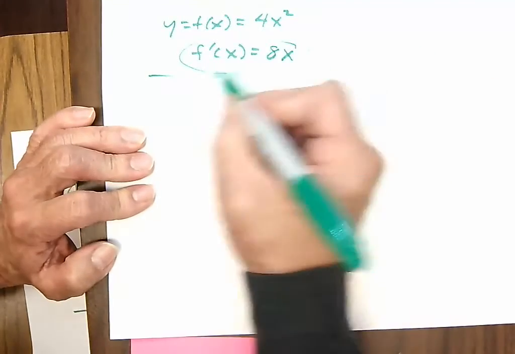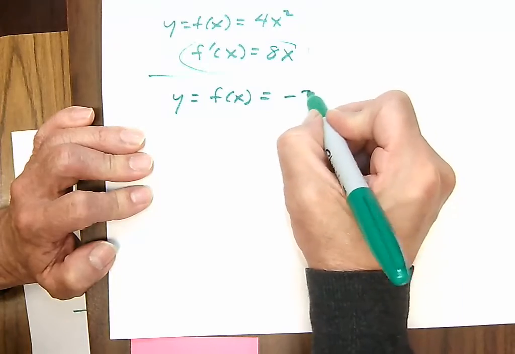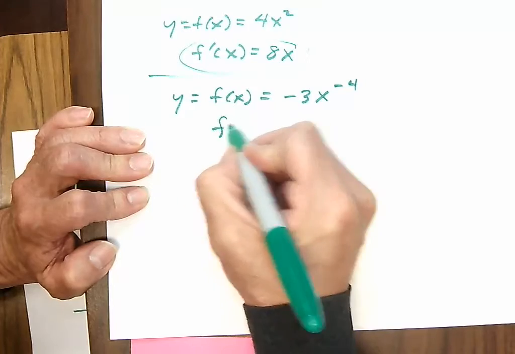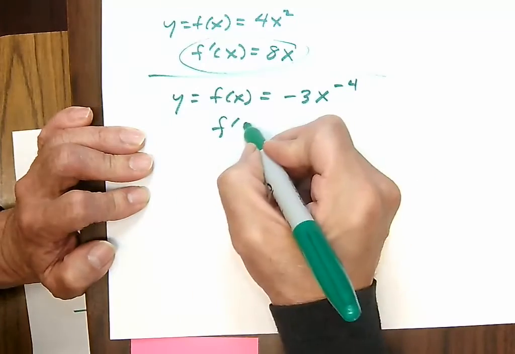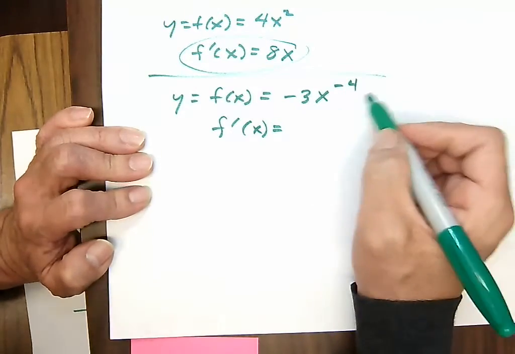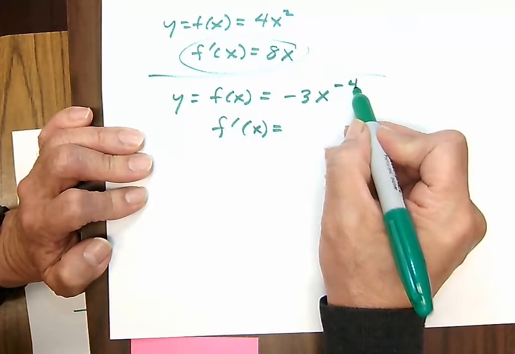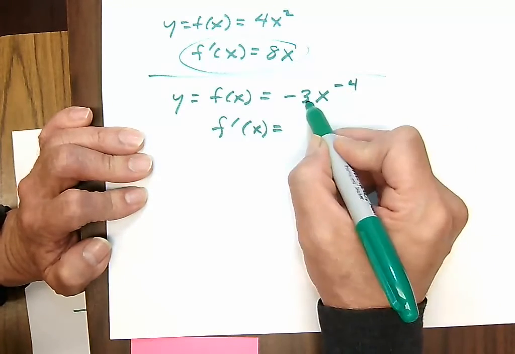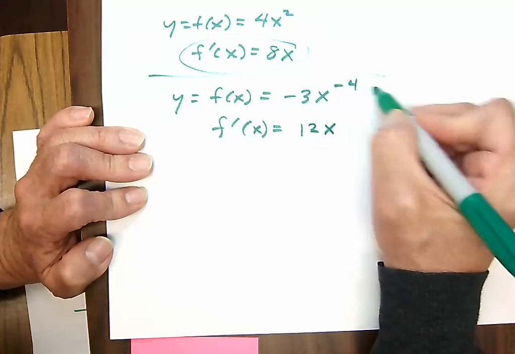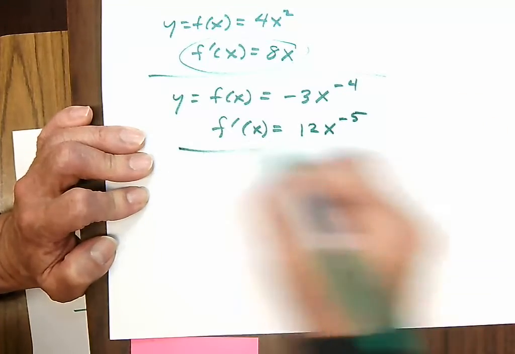So let's give another example. What if I said y is some function of x, which is equal to minus 3 times x to the minus 4 power? What would be dy dx, or f prime of x, for this particular function? Again, using this power function rule for taking derivatives, it's just the exponent of x, minus 4, times the coefficient of x. So it's minus 4 times the minus 3, which is plus 12. Rewrite the x, and now reduce the exponent by 1. So it's minus 4 minus 1, or minus 5.